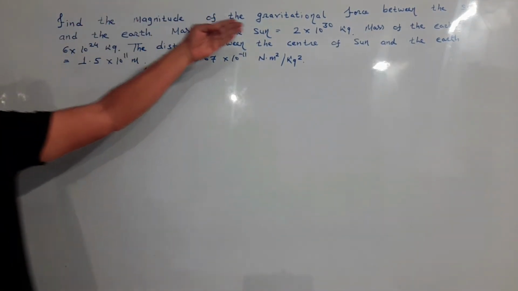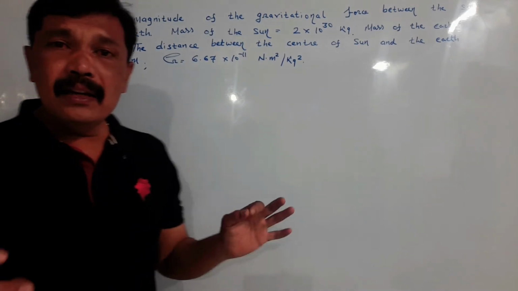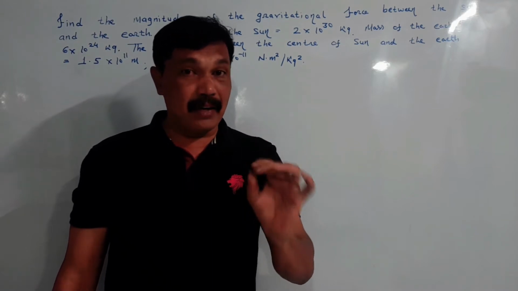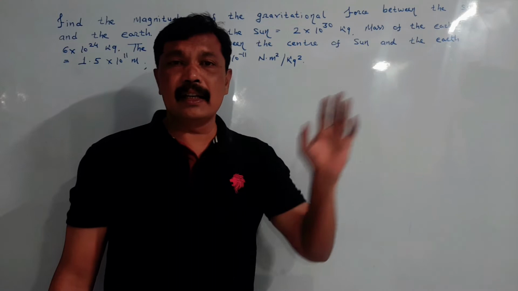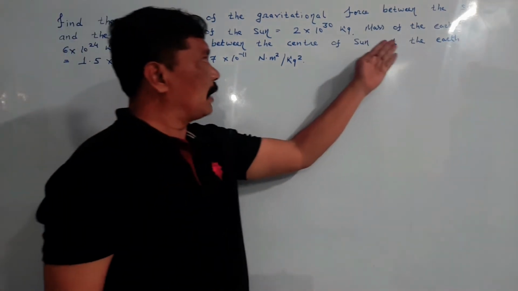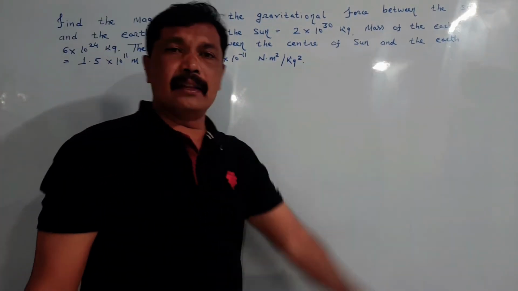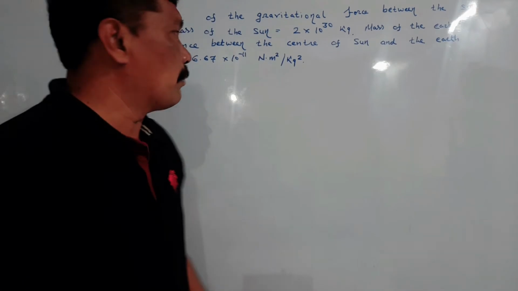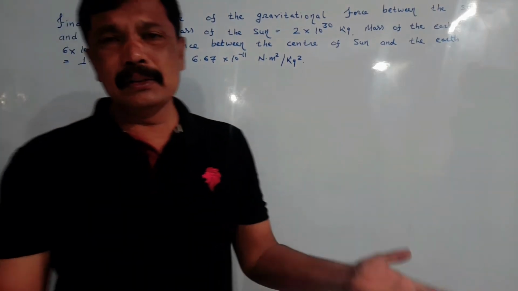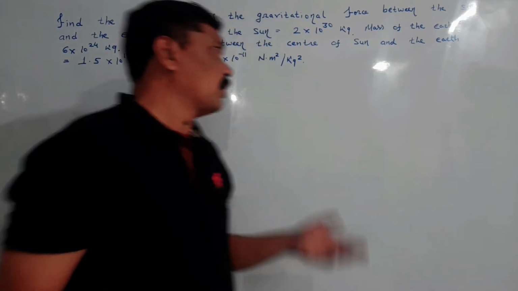Find the magnitude of gravitational force between the sun and the earth. My dear student, here we have to find the magnitude of gravitational force between sun and the earth. Mass of the sun is given to us. Mass of the earth is given to us. The distance between the center of sun and the earth is also given to us. The value of capital G is also given to us. My dear student, this problem is very easy, and let's try to find out the answer of this problem.